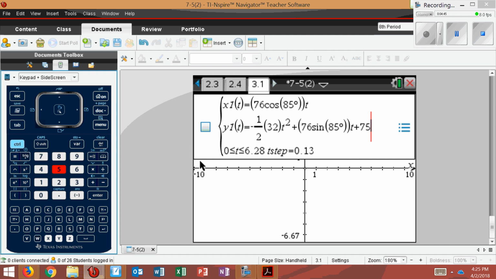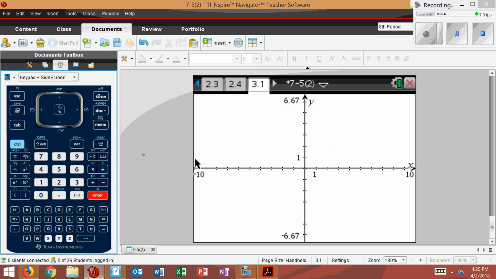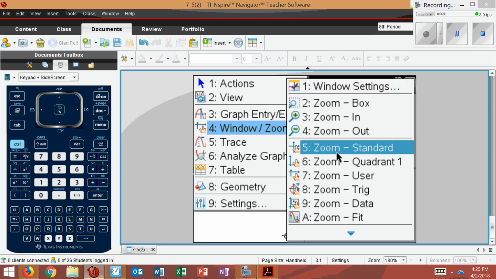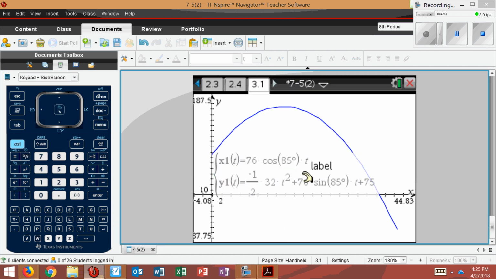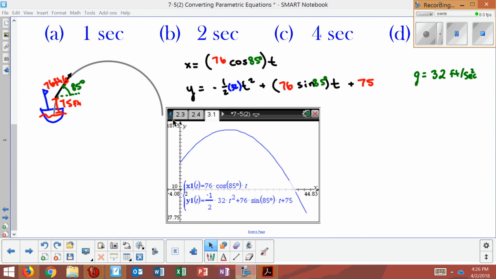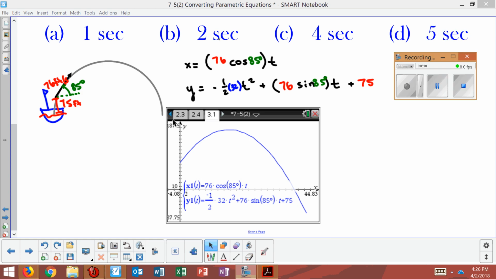I hit enter, and I don't see anything. That's because that's so far shifted up. So when I go to Window, Zoom Fit, this shows my launch. Now, it asks a couple different questions. Over here, we're asked to find what the values are at these heights.